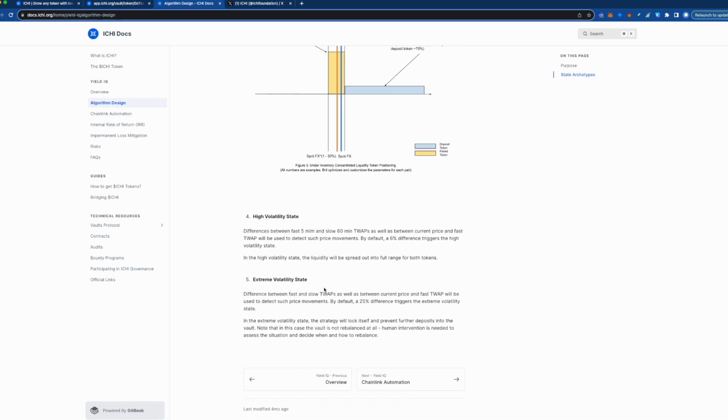And then there's an extreme high volatility state, where it's like a 25% difference, right? It's quite drastic in those TWAPs and the current price. Then they will just stop the vault, say no more deposits, pause everything. Of course, it's already in full range because it's going to hit the high volatility state before it hits the extreme volatility state, right? So it'll be sitting in there, and then the team will have to come in and assess how to rebalance this thing to get back to the best situation, okay? So this is kind of like the emergency trigger to stop people from adding more money to this vault, okay?